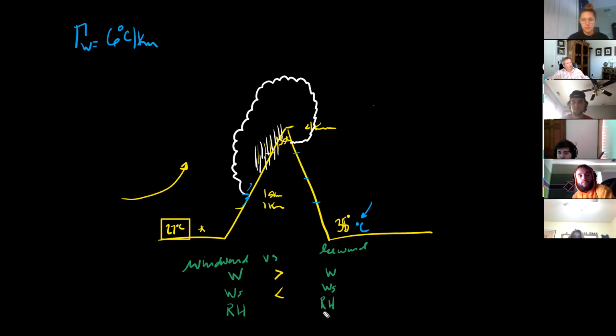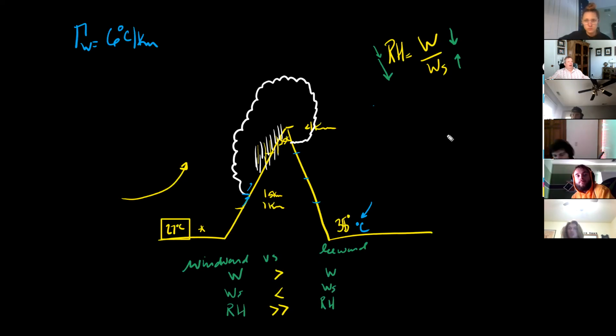Now, what about the relative humidities? Remember, the relative humidity is this over that. So in this case, we don't have simple proportions. On the leeward side, W is less, and the capacity is more, which makes the relative humidity what? Less. Not just less. A lot less. So what I would do is I would say, it's a lot less.